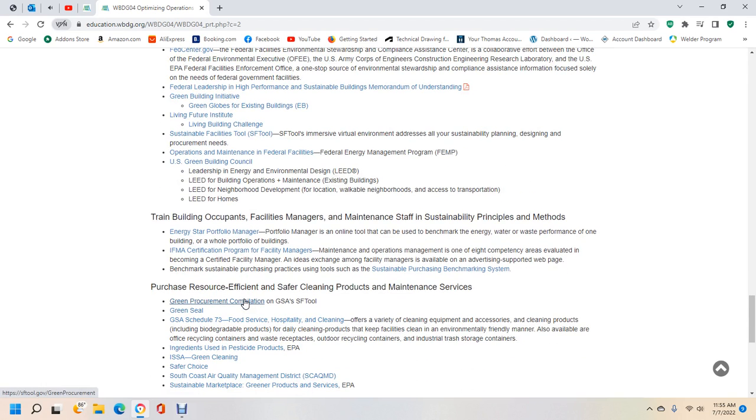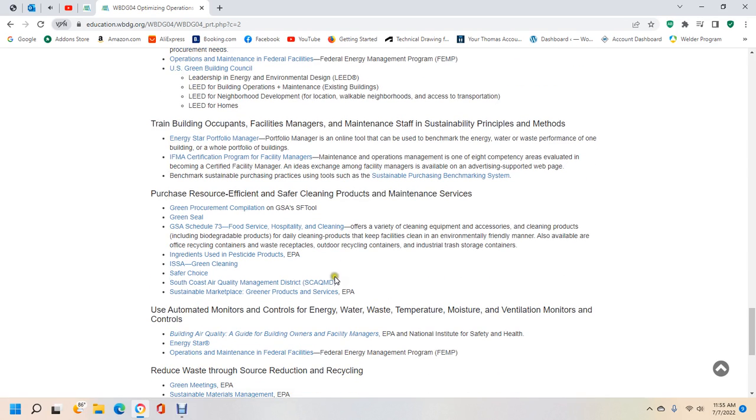Training for building occupants, facility management, and maintenance staff on sustainability principles and methods. Energy Star Portfolio Manager is an online tool that can benchmark energy, waste, and water performance for one building and the whole portfolio. The IFMA certification program for facility managers includes maintenance and operations management, one of eight competencies evaluated in becoming a Certified Facility Manager. IDeAs exchange for facility management offers a webpage that benchmarks suitable purchasing practices using sustainable purchasing benchmark tools.